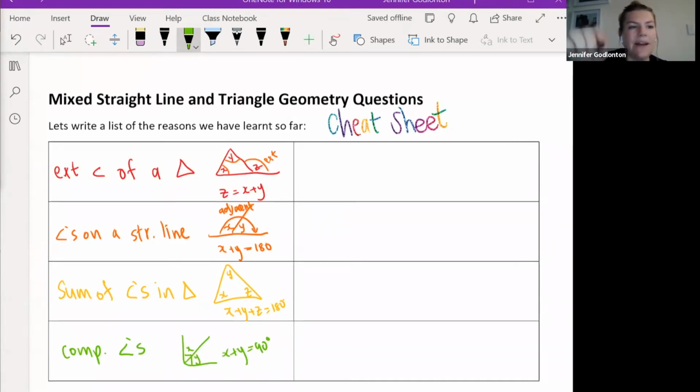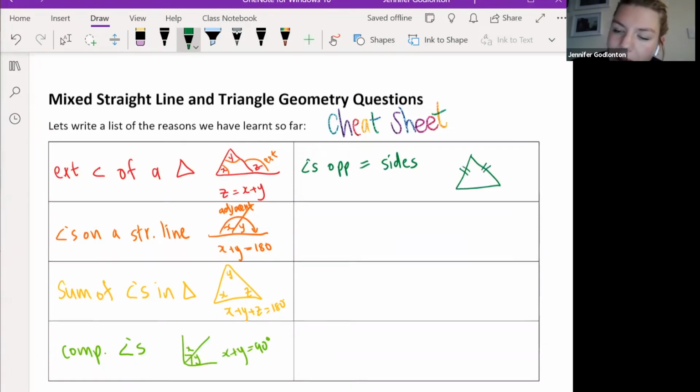Can you give me another one? Angles opposite equal sides. Yes, angles opposite equal sides. How does that rule work? On an isosceles triangle, angles that are opposite each other are equal to each other. Good. Okay, so if we have an isosceles triangle, then those two angles would be equal to each other. Perfect. Excellent.